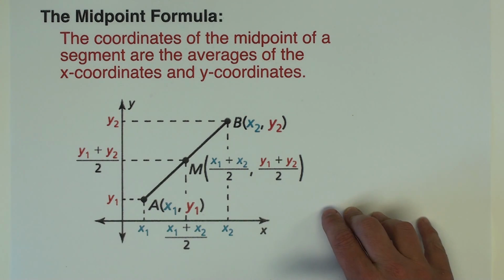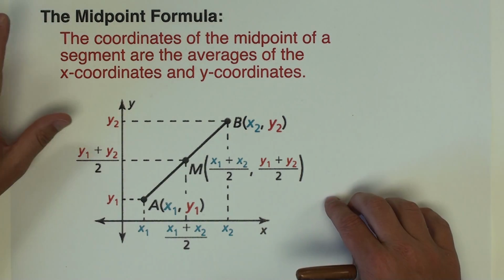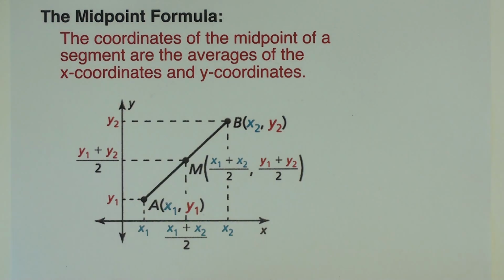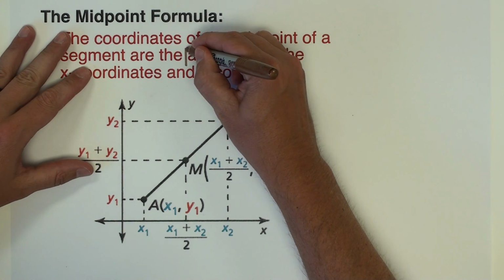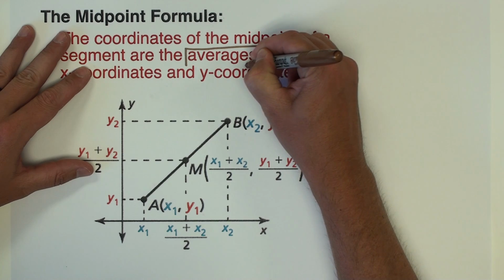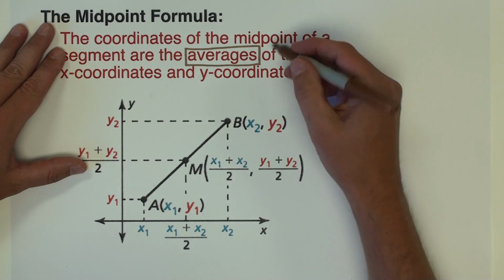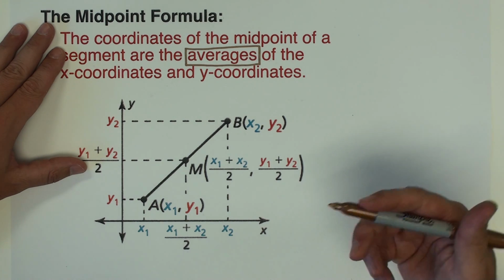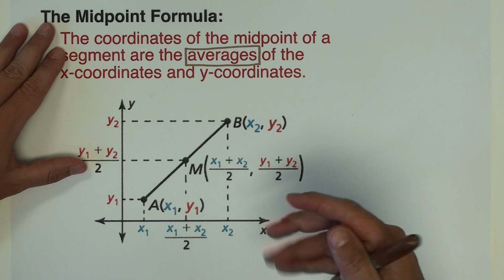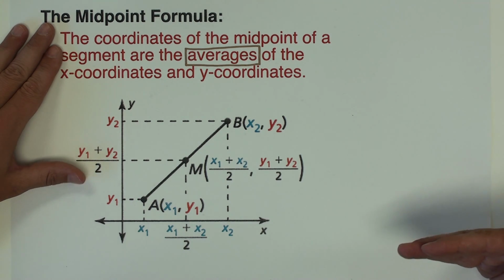And so what the formula, or I guess definition here, says is that the coordinates of the midpoint of a segment are the averages of the X and the Y coordinates, right? So let's recall, how do we find average, right? You find an average by adding all the numbers up and then dividing by how many numbers you had.